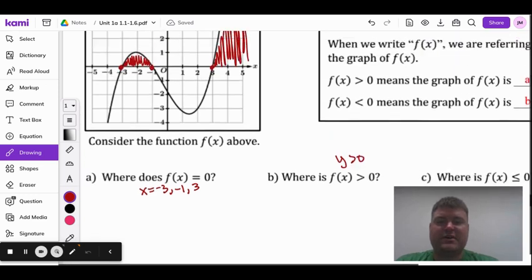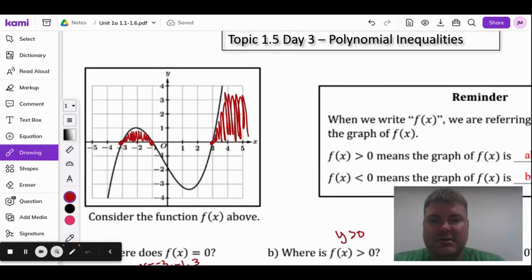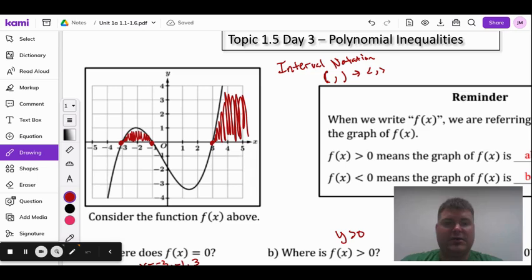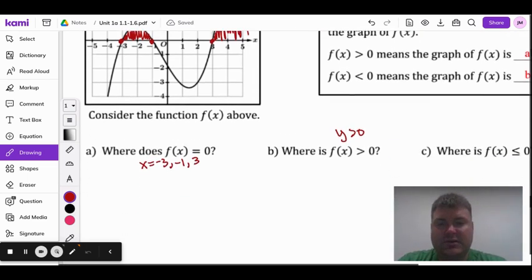As a reminder for interval notation: if we have parentheses, we use those for the non-equaling ones. If we use brackets, we use those for the inequalities where we have those lines underneath, which means we can equal. Okay? Interval notation. Here we go.